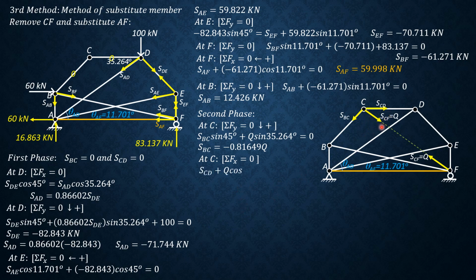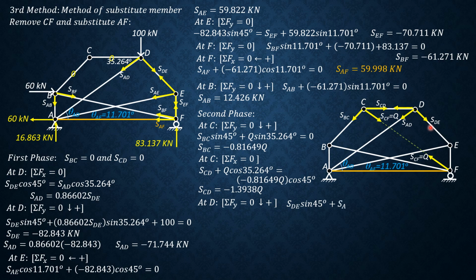SCD plus Q cosine of 35.264 equals SBC, which is the quantity negative 0.81649 Q cosine of 45. So SCD can now be expressed in terms of Q: negative 0.81649 Q cosine 45 minus cosine 35.264. That would be negative 1.3938 of Q. Then we proceed to joint D. Those are the forces involved. Summation forces vertical first, to relate SAD in terms of SDE, downward positive.